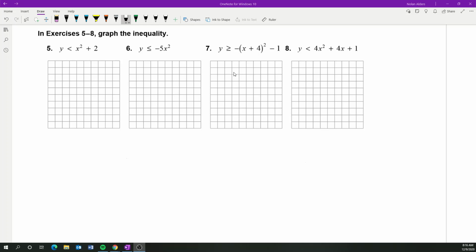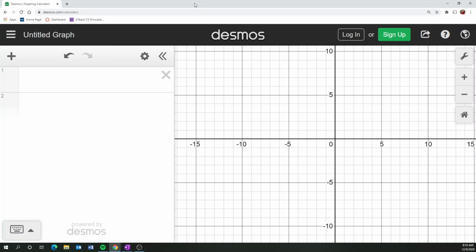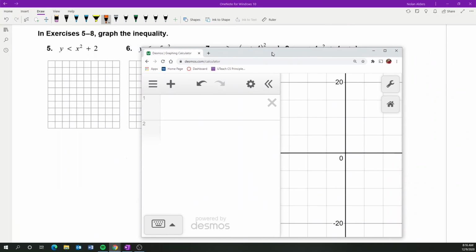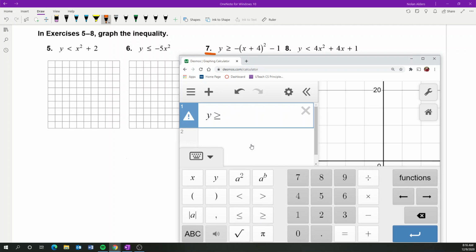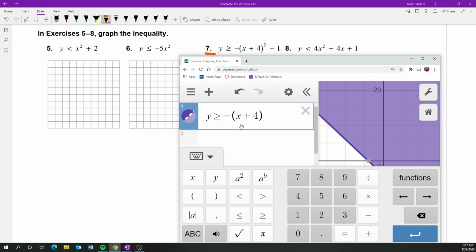Let's do this number 7 right here, and let's see what that looks like. So we're going to open up Desmos, which is a free app. You can get it on your browser or you can download it, and we'll just type this in. So y greater than or equal to, you can use this little keypad down here to type in that greater than or equal to negative x plus 4 squared minus 1.